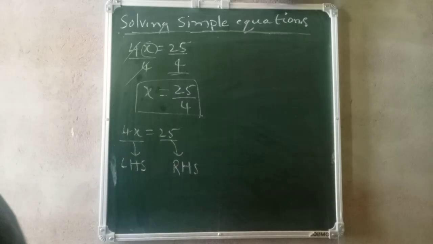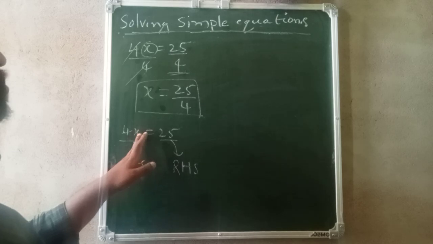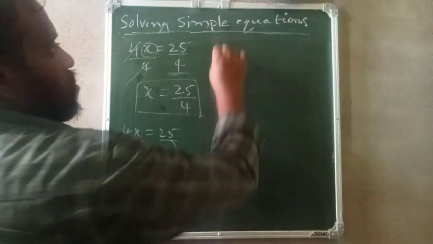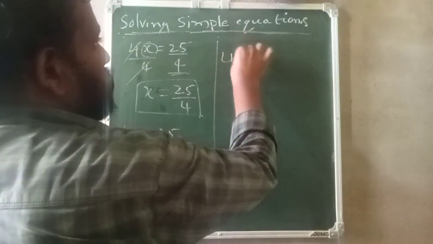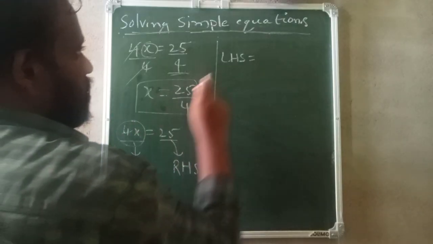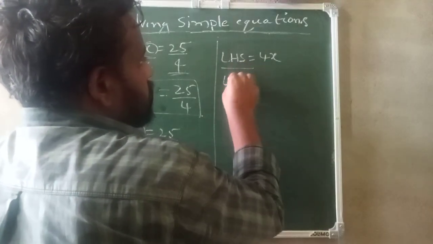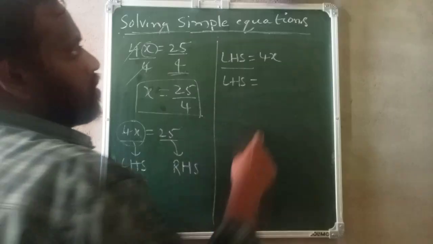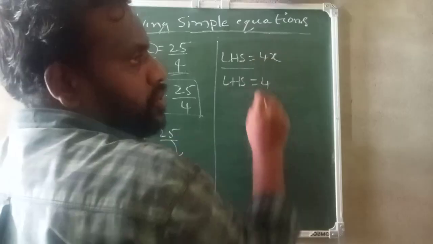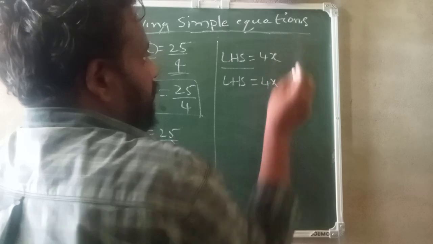Now check on which side the variable x is present. So x is present on LHS. So write LHS is equal to, this entire thing is LHS. I will write it here, 4x. Next step, write this LHS is equal to, next 4. After 4 there is multiplication. We have to assume 4x means 4 into x. So I will write into x.